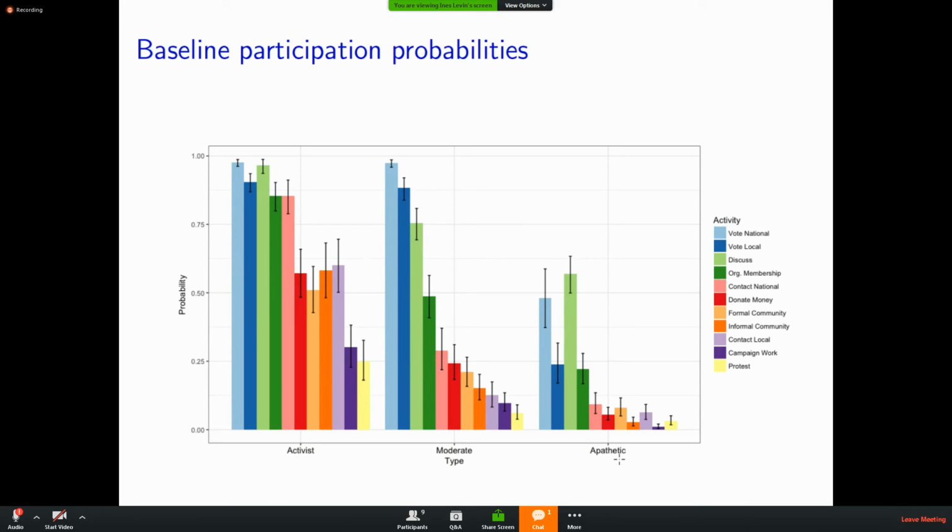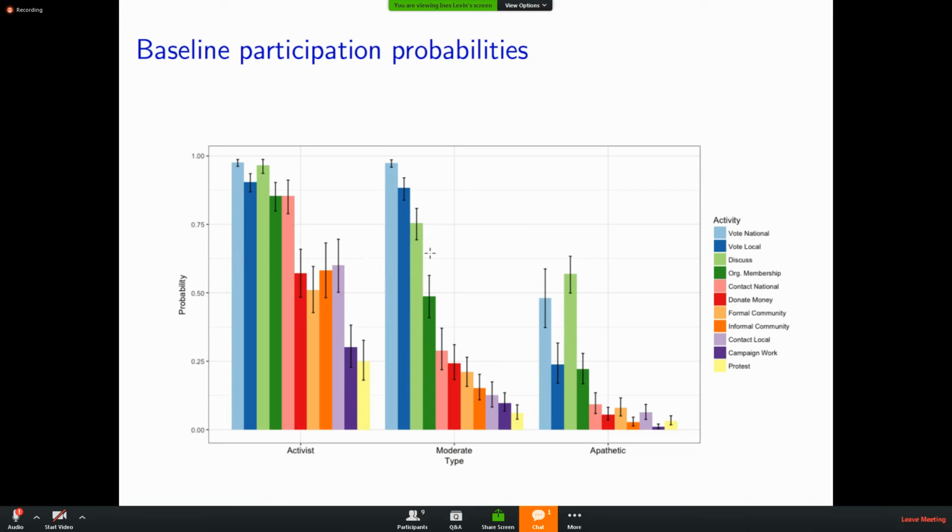Activities are sorted from left to right along the horizontal axis, depending on the likelihood that a moderate would be involved in that activity. So if we focus on moderates, we see that these people have a very high likelihood of voting in national elections and of voting in local elections, and also a pretty high probability of engaging in political discussion.